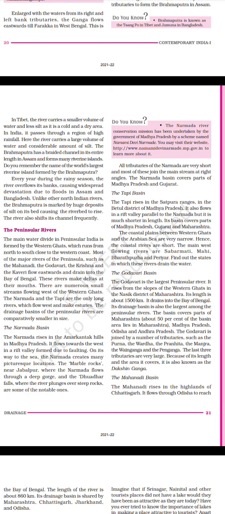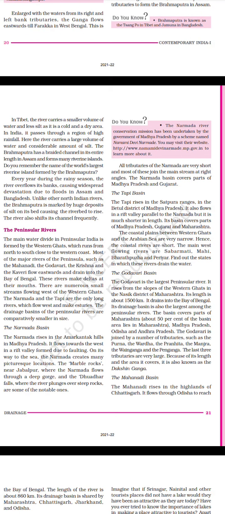The Peninsular Rivers. The main water divide in peninsular India is formed by the Western Ghats, which run from north to south close to the western coast. Most of the major rivers of the peninsula, such as the Mahanadi, the Godavari, the Krishna, and the Kaveri, flow eastwards and drain into the Bay of Bengal. These rivers make deltas at their mouths. There are numerous small streams flowing west of the Western Ghats. The Narmada and the Tapti are the only long rivers which flow west and make estuaries. The drainage basins of the peninsular rivers are comparatively smaller in size.